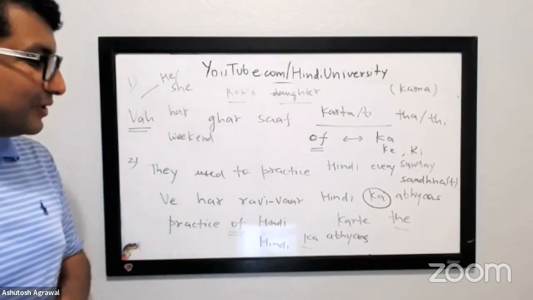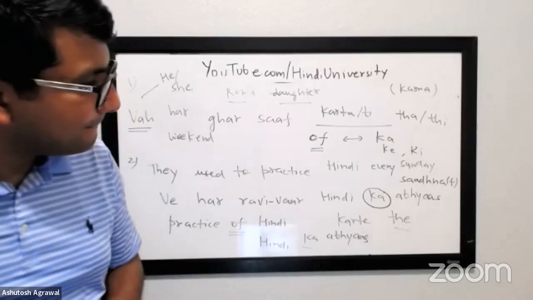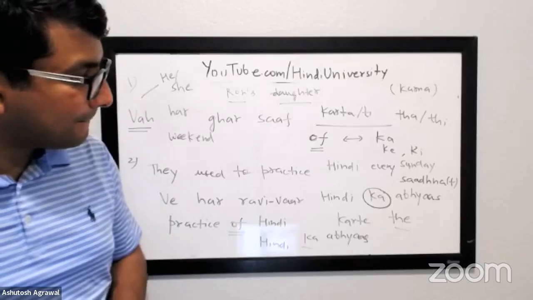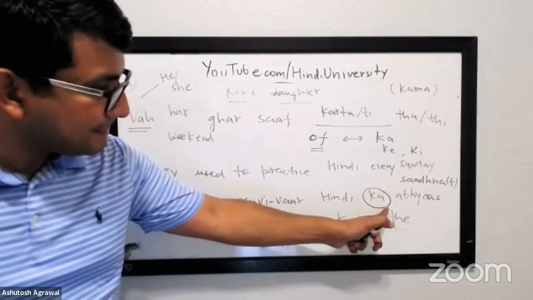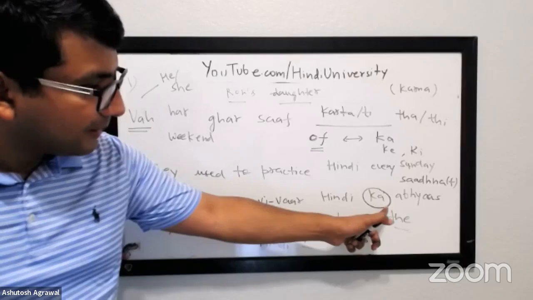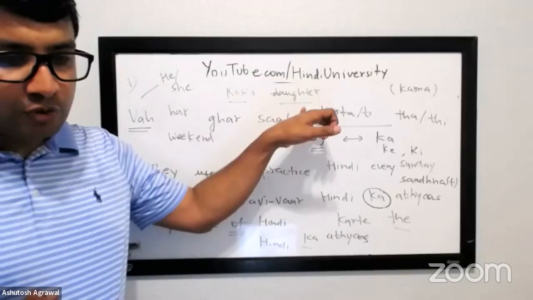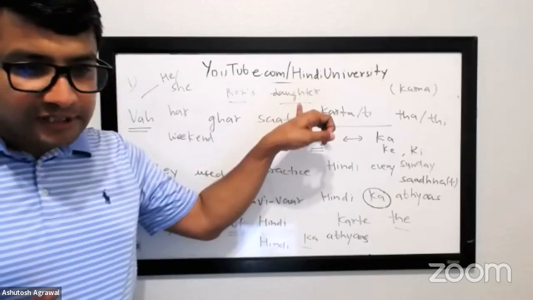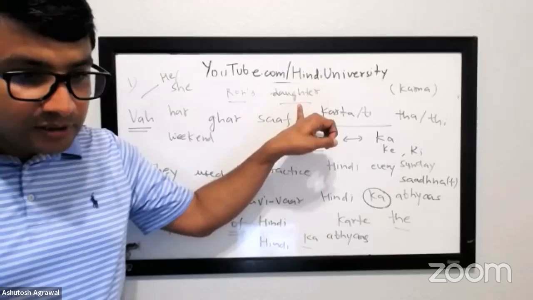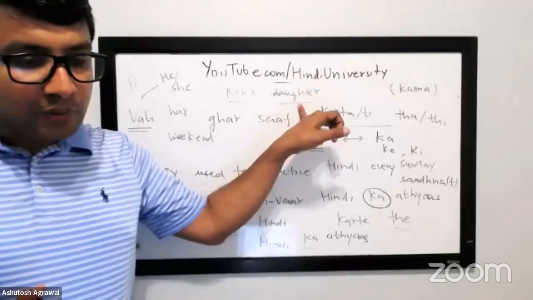Thank you. Sorry, when it's written practice of Hindi, I think I understand that it would be ka, but if it was Hindi's practice, I still don't understand why it isn't Hindi ki abhyas. Because abhyas is masculine. Just like Ron's daughter, you would say Ron ki ladki, because daughter is feminine. You say Ron ka ladka. Ladka is masculine. That's why you're saying Ron ka ladka. You're not saying Ron ki ladka.